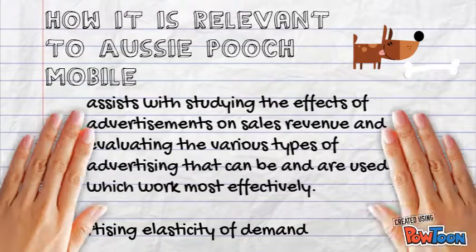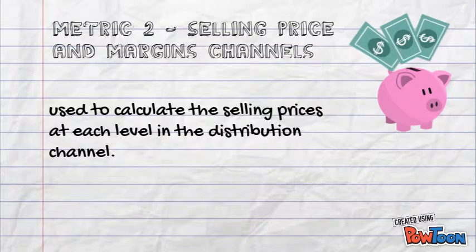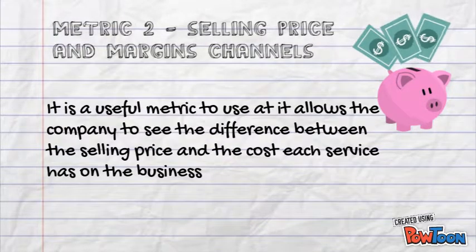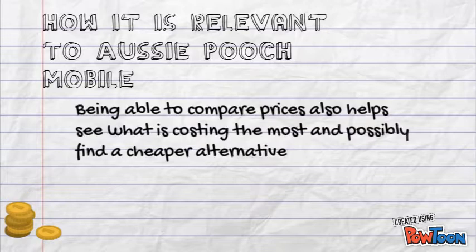Metric 2. Selling price and margin channels. Used to calculate the selling price at each level in the distribution channel. It is a useful metric to use as it allows a company to see the difference between the selling price and the cost each service has on its business. It is relevant to Aussie Pooch Mobile. This allows Pooch Mobile to compare the supplier selling price to the customer selling price. Being able to compare prices also helps see what is costing the most, possibly find a cheaper alternative, for example, getting shampoo from a different supplier, increasing the cost of the service.